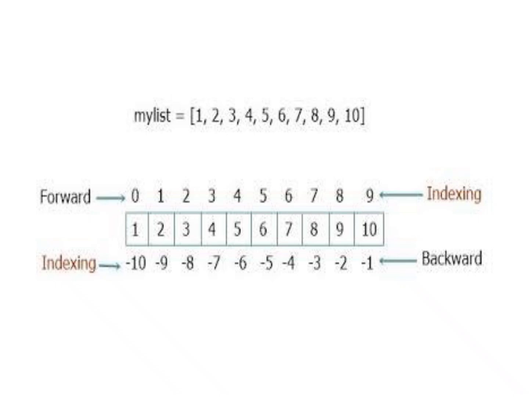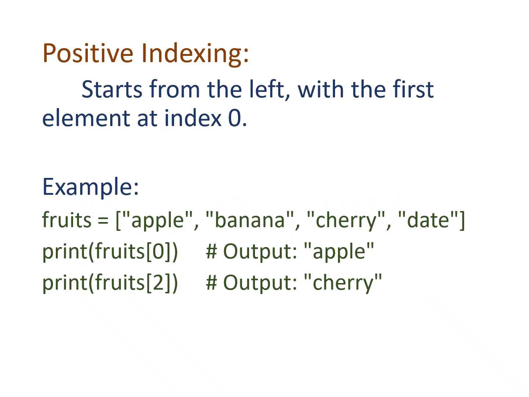Here, forward indexing starts from 0 to 9, and the negative indexing starts from the back, and the index starts from -1 and so on.